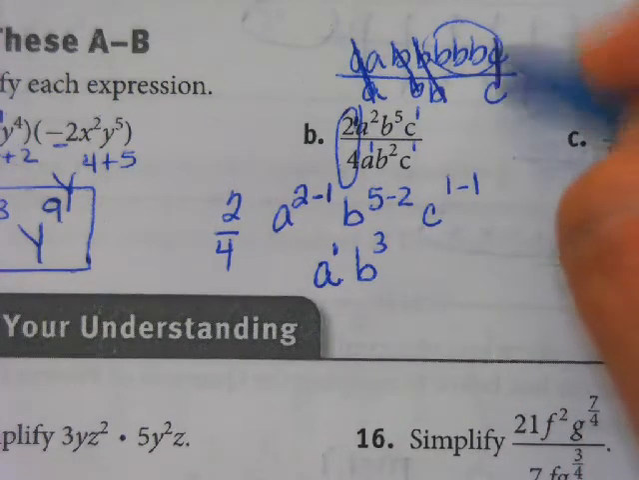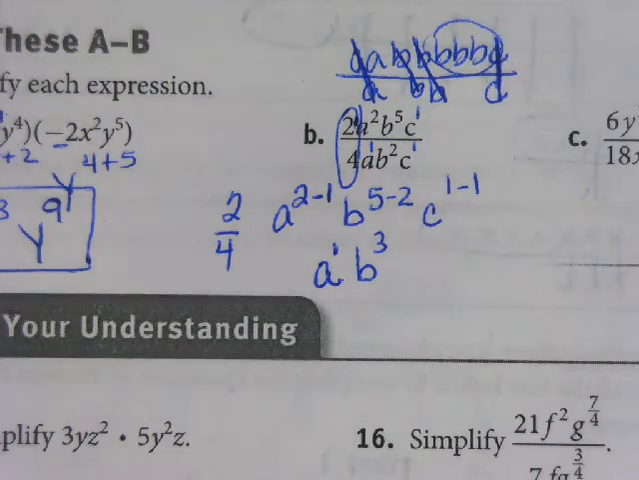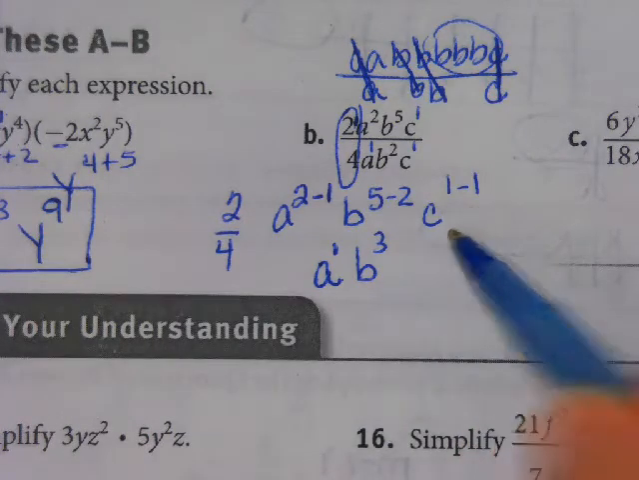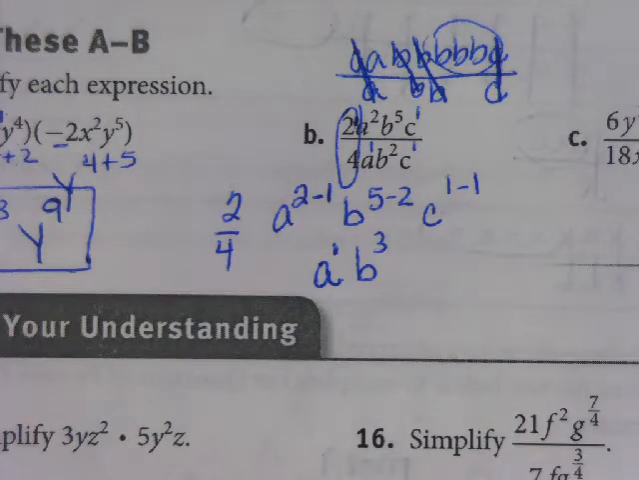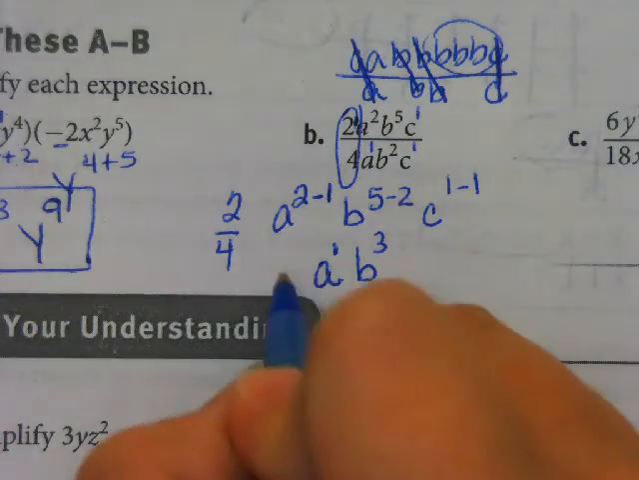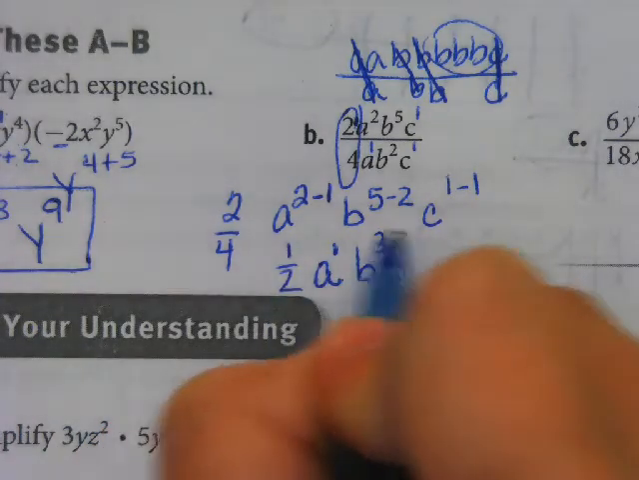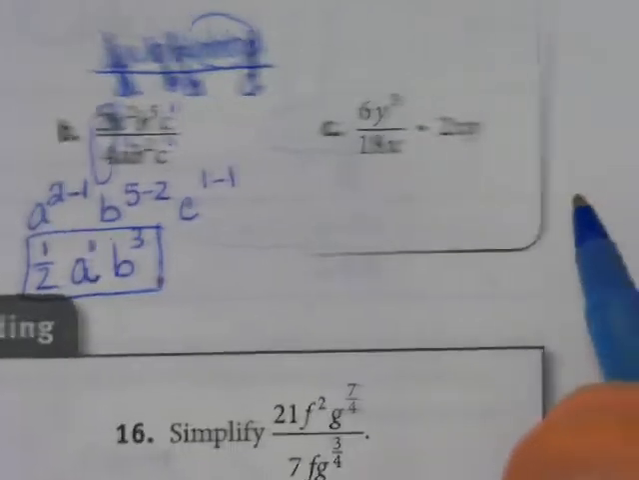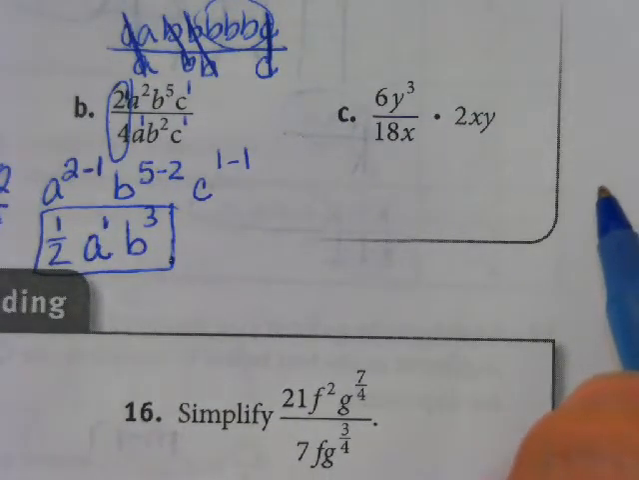And what about my C's? Am I left with any C's? No. 1 minus 1 is 0. The C's disappeared, and that's okay. What about this 2 over 4? What do we know about 2 over 4? It's 1 over 2. Okay? How do we feel about that? All right, last one. Then I'm going to have you do some practice.